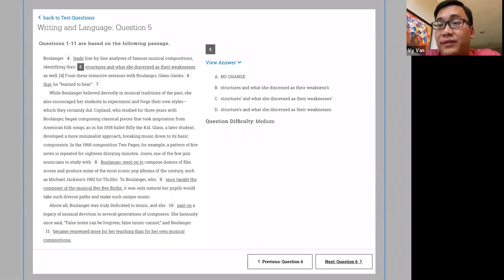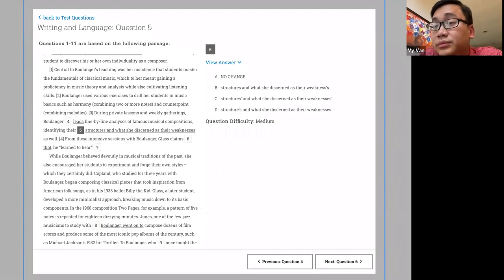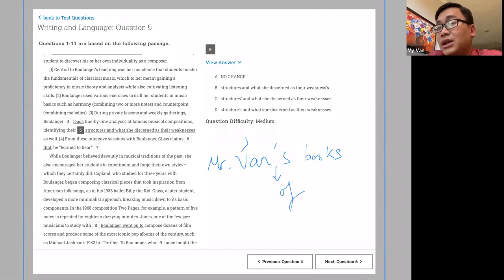Next one, number 5. Number 5 tests you on the use of apostrophes. There are 2 uses of this. The first use is possessive. What do I mean? Let's say I say Mr. Van's books. This apostrophe S means the books of Mr. Van. So this means of. Here we want to see if we need possessive or not.